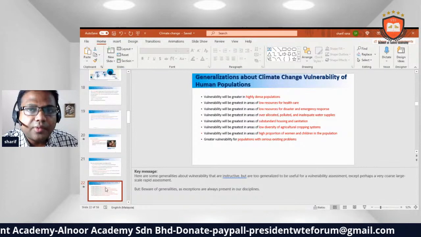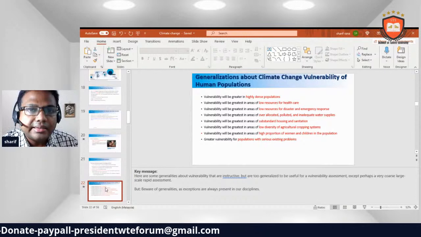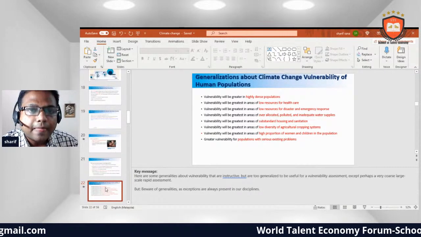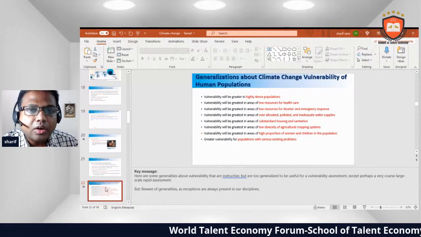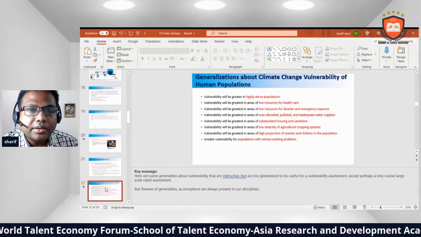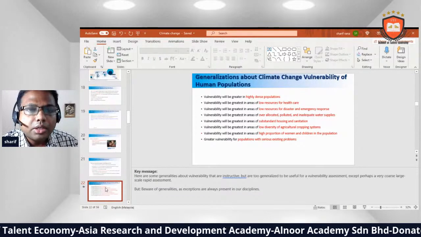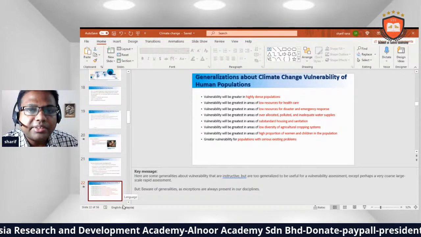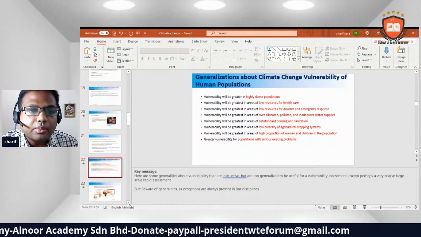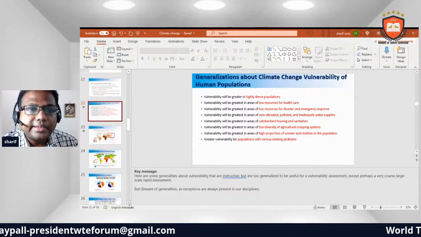Generalizing about climate change vulnerability of human populations: vulnerability will be greater in higher density populations. Vulnerability will be greater in areas of low resources for healthcare. Vulnerability will be greater in areas of low resources for disaster and emergency response. Vulnerability will be greater in areas of overpopulation and inadequate water supplies. Vulnerability will be greatest in areas of substandard housing and sanitation, and this kind of thing will happen. Greater vulnerability for populations with serious existing problems.